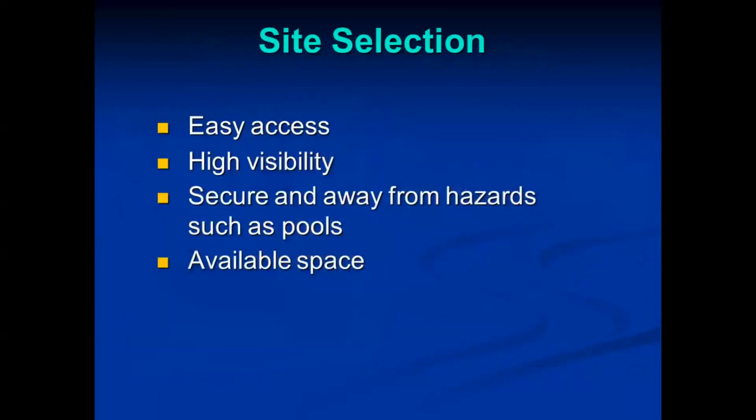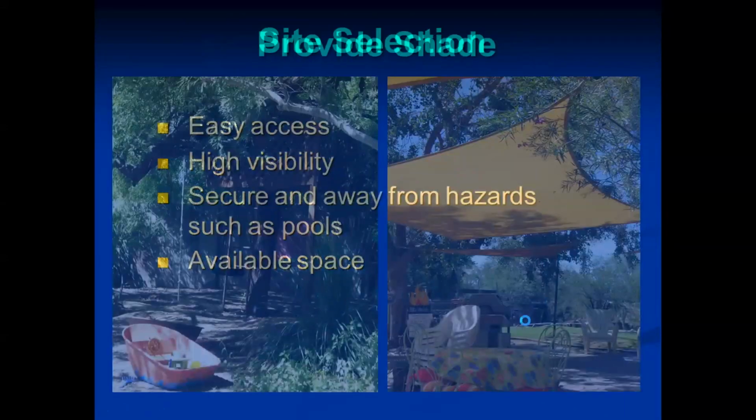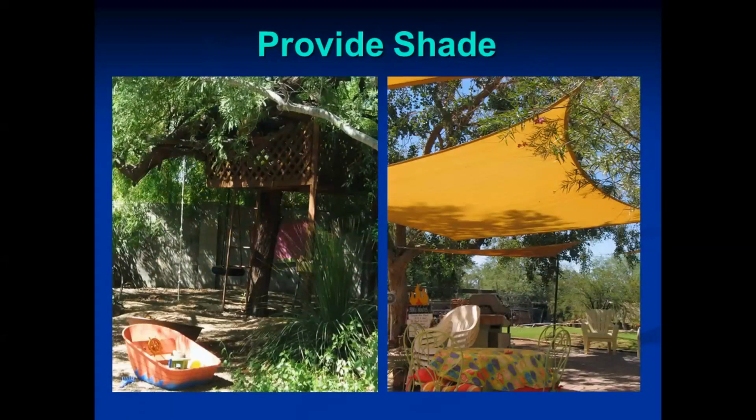If you don't have shade that's created by a tree, there are some alternatives. But when it comes to children's areas, of course, we need easy access, high visibility, something that's secure and free from hazards, and of course, the available space. So on the left is the tree house where that tire swing is. But if you don't have a tree that's large enough for a swing or a tree house, you can use these shade sails to give great shade to an area.